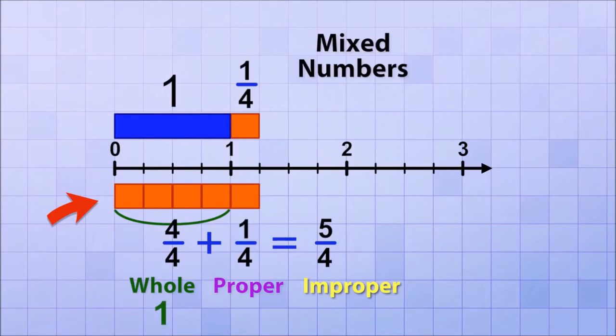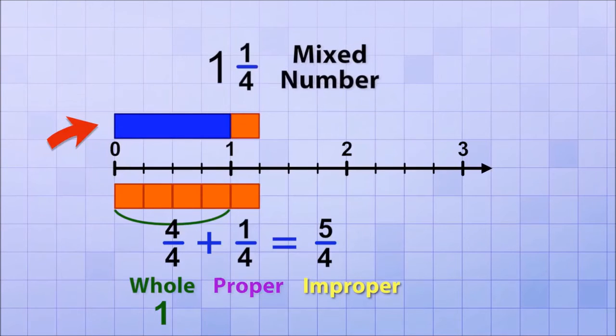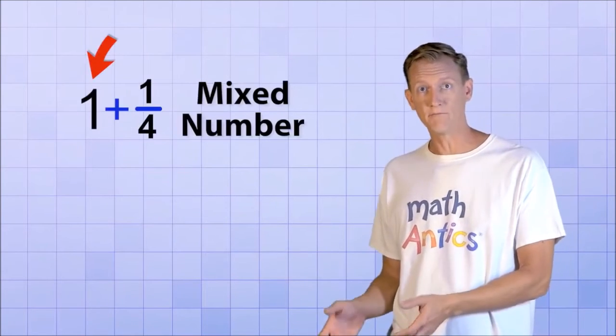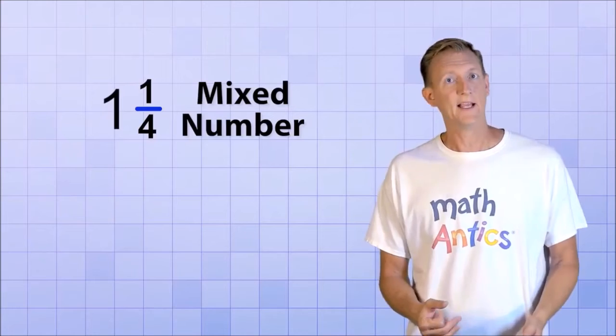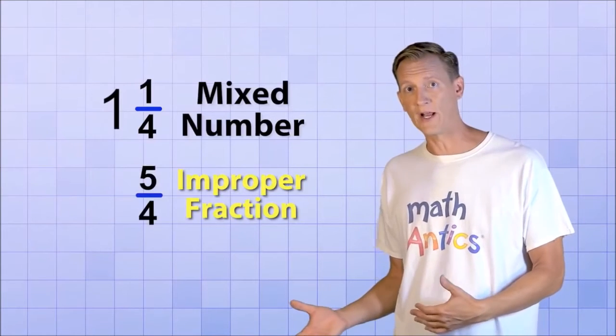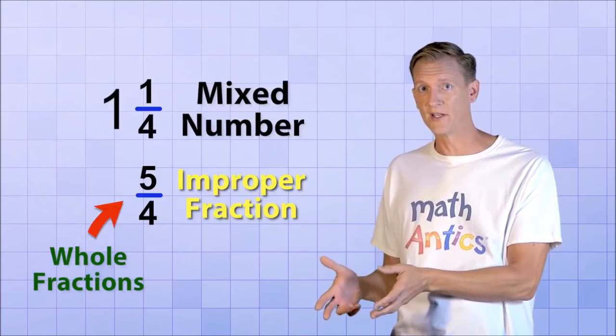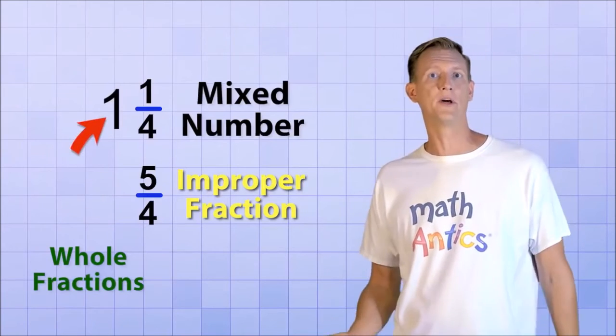That's helpful because we know that all whole fractions can be simplified to the whole number 1. And if we did that, we'd get what's shown on the other side of the number line. We'd get the combination of the whole number 1 and the proper fraction 1/4. In other words, we'd get a mixed number. That's all a mixed number is. It's the sum of a whole number and a proper fraction. It's an alternate way to write an improper fraction where all the whole fractions that are inside the improper fraction have been simplified out into a whole number.